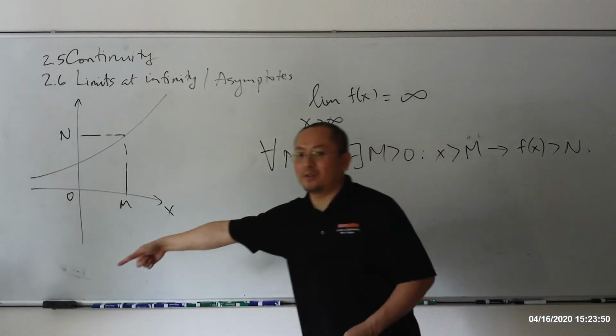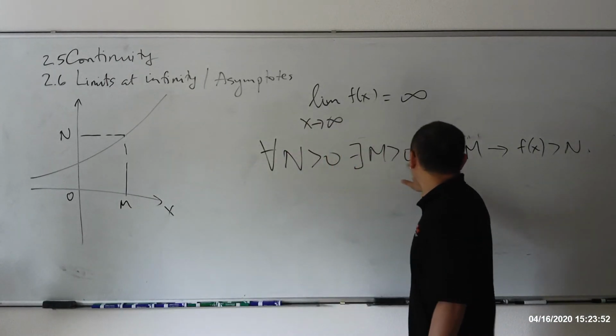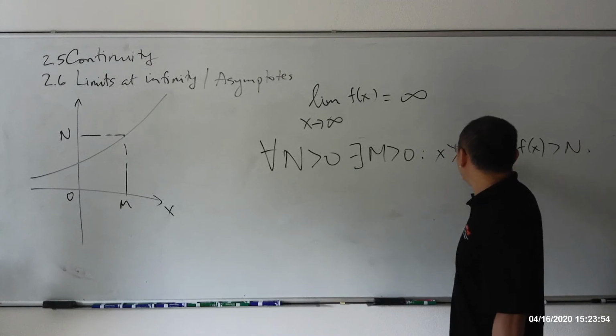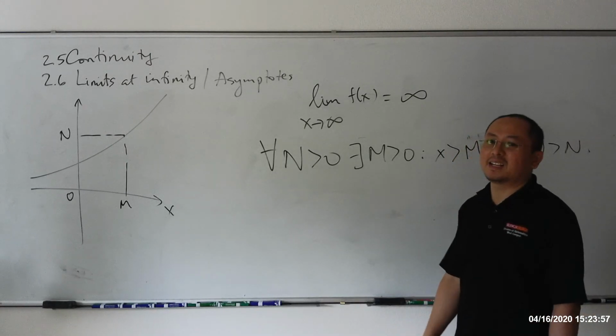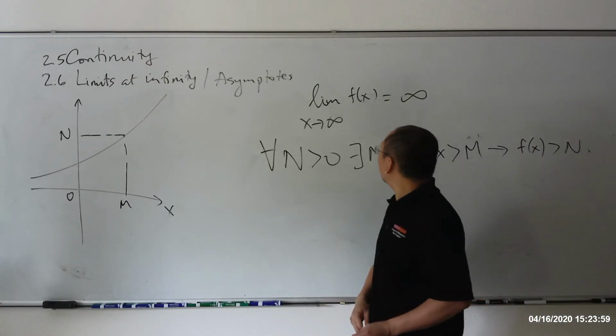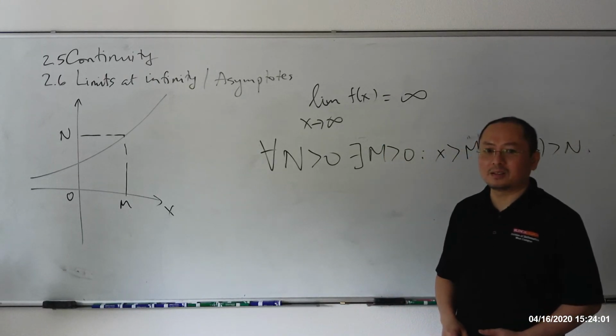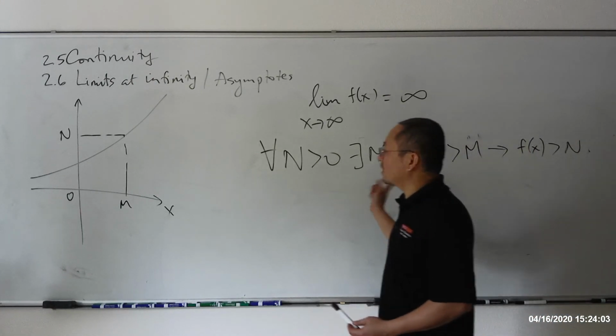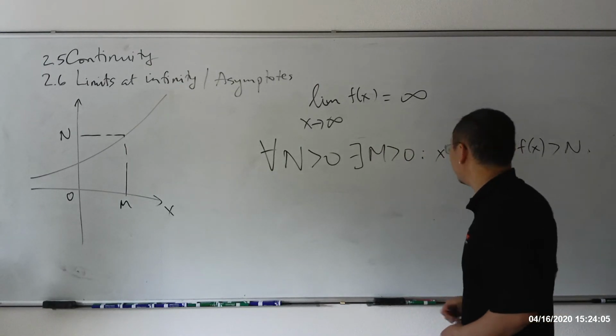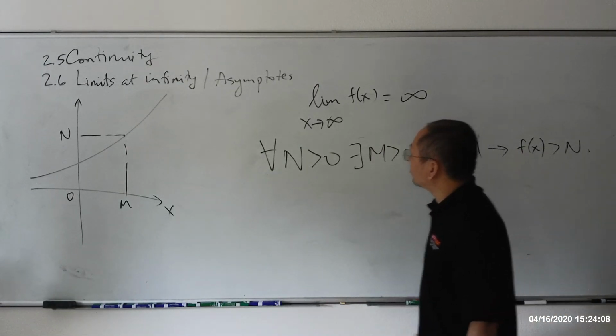And of course, the other way around, what? X is less than negative m, and f of x is less than negative n. So x goes to negative infinity, f of x goes to negative infinity. Okay? You just change the sign, one of those. You have the definition. Okay.